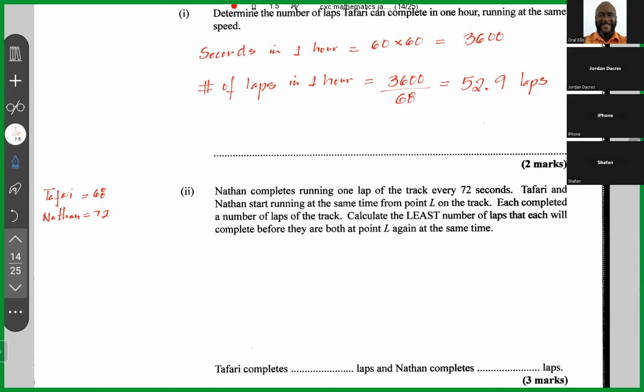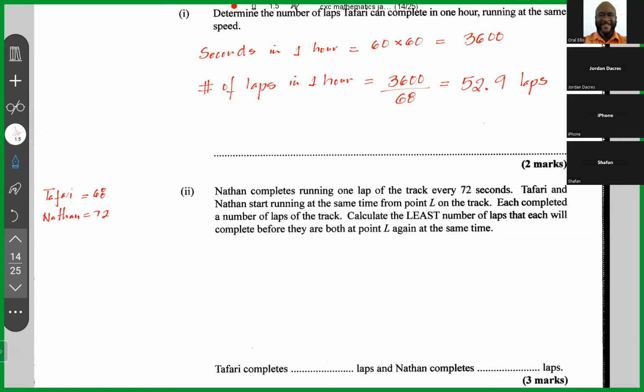So in essence, Tafari is completing her laps in multiples of 68 seconds. She would take 68 seconds, then she would take 136. Nathan is completing his laps in multiples of 72 seconds. The time it will take for both of them to end up back at the same point must be a common multiple of 68 and 72.